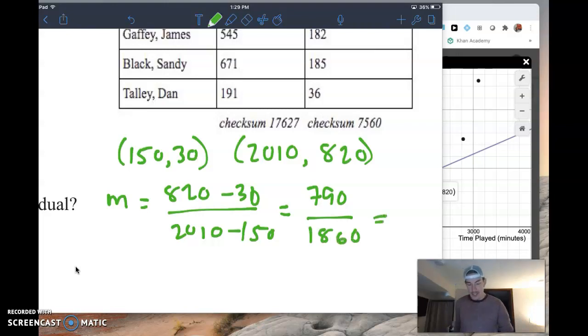Now, this is some division I can't do in my head, so I'm just going to grab my handy-dandy 4-function calculator. Well, I'm sorry, this is a graphing calculator. 790 divided by 1860. And I've got 0.4247. So how about approximately equal to 0.425? And there's my slope. And I think that's going to work out for us pretty well, 0.425.